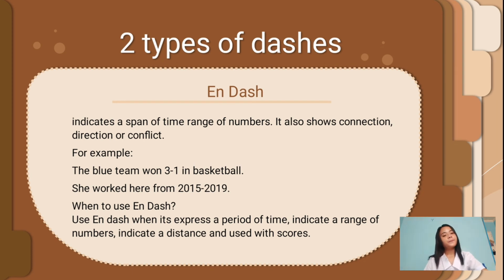So when to use N dash? Use N dash when it expresses a period of time, indicates a range of numbers, and indicates a distance, and use with scores. So an unspaced N dash can be used in place of the word through when indicating a range of values such as times and dates.